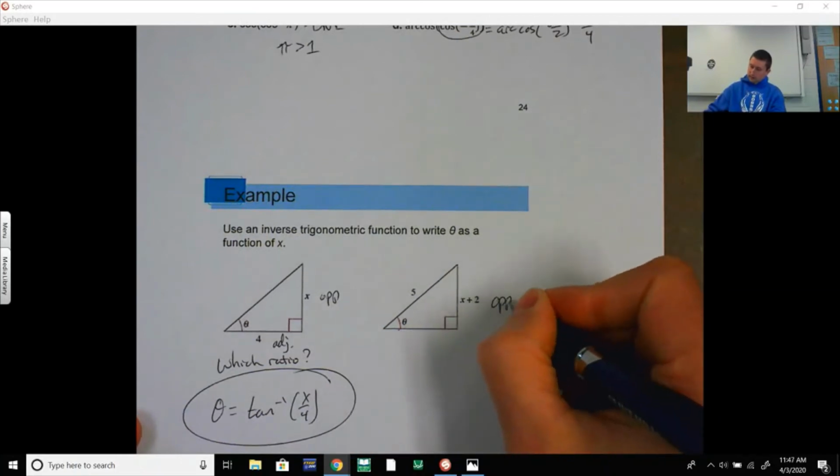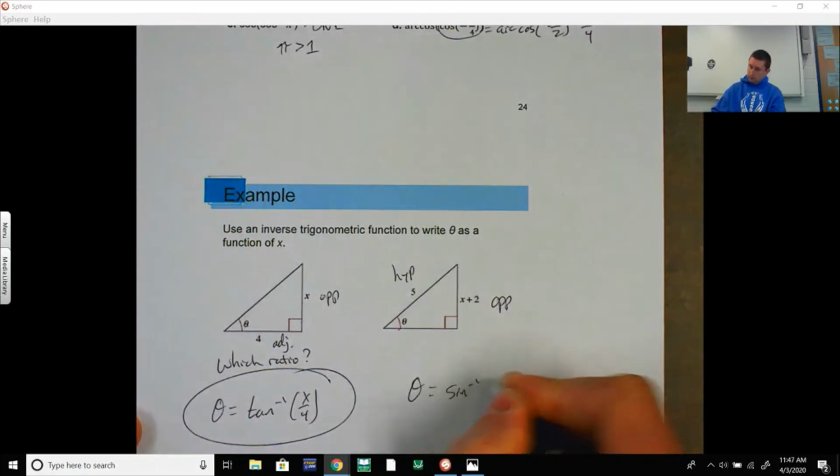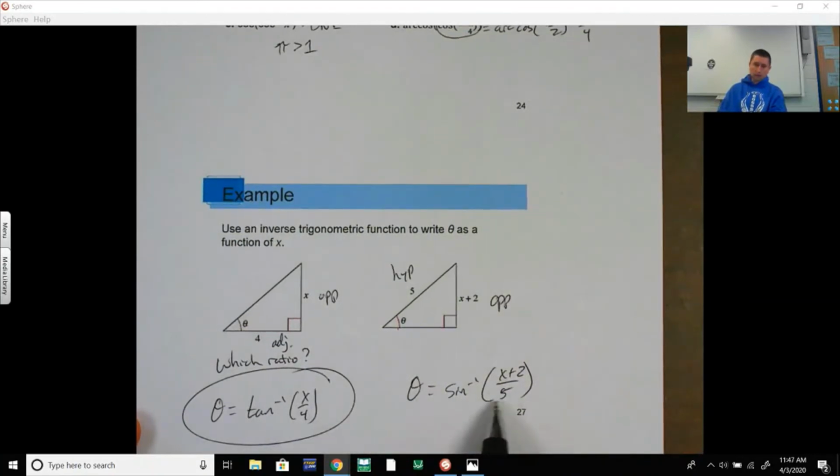This is opposite, this is hypotenuse, so we're going to use sine. Theta equals inverse sine of x plus 2 over 5. You have written an inverse trigonometric function as a function of x, because x is part of the original function there.